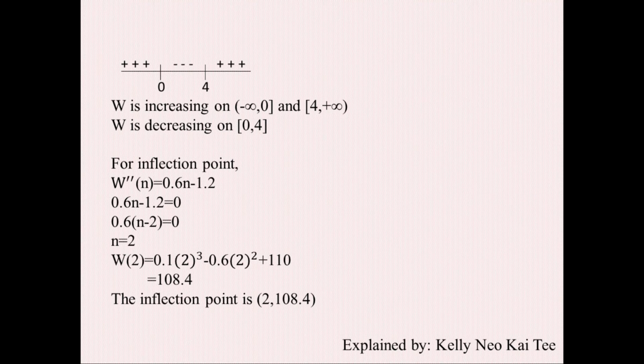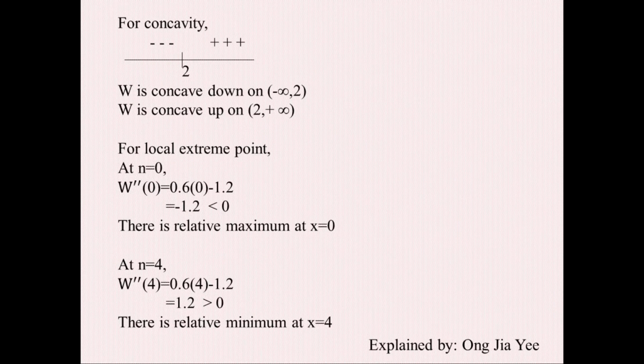We use the second derivative test on function W to find the inflection point and the concavity, and set it to 0 to find the value of n. After that, we substitute the value of n into the function W to get the inflection point, which is (2, 108.4). For concavity, we can conclude that function W is concave down on the interval from negative infinity to 2, while the function W is concave up on the interval from 2 to positive infinity.